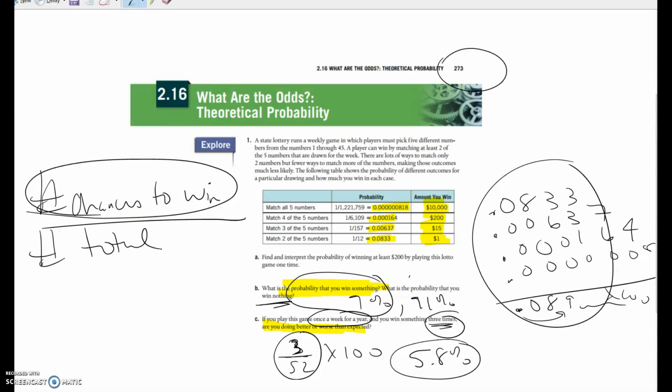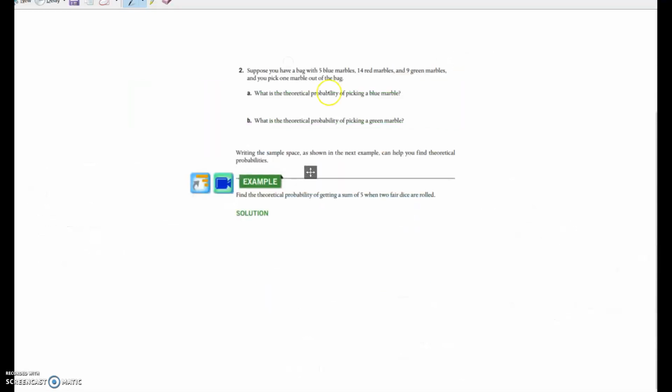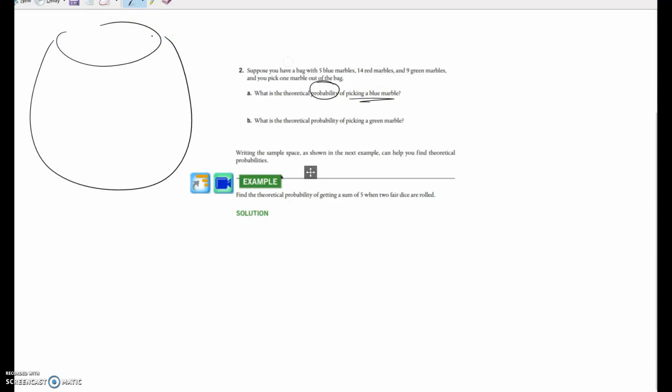So however many total chances there are. You can read the definition on the bottom of that page, and they give you an example on the top of the next page. So look at that example and then try to do problem number 2, A and B, on page 274. Okay, so what is the probability of getting a blue marble? So if you think there's this bag and inside it we have 5 blue marbles and we have 14 red.